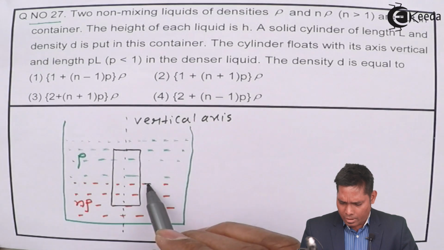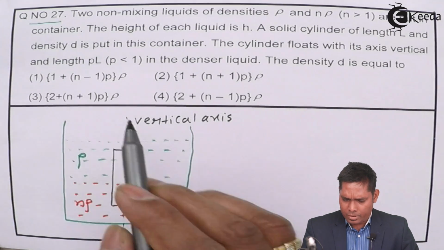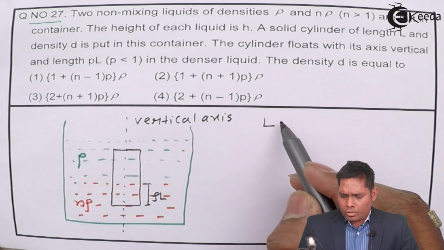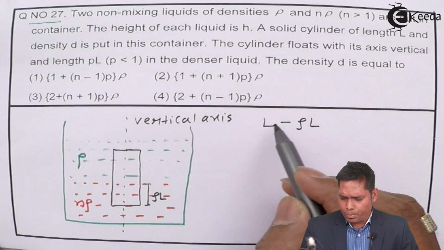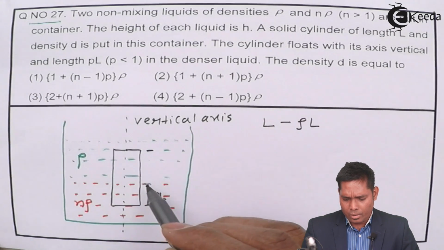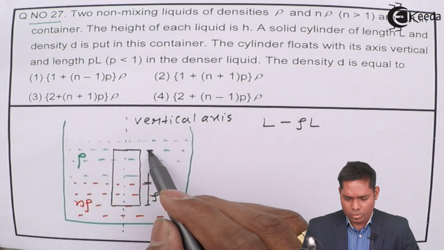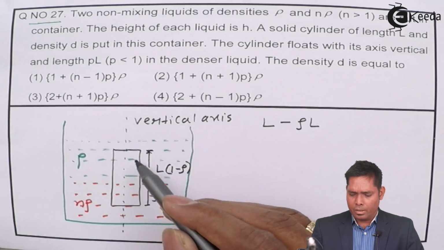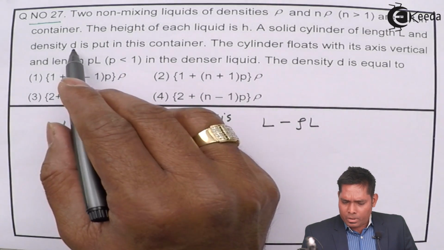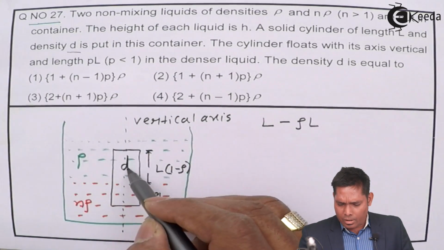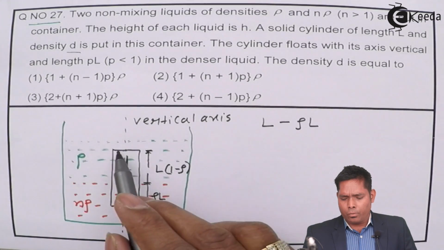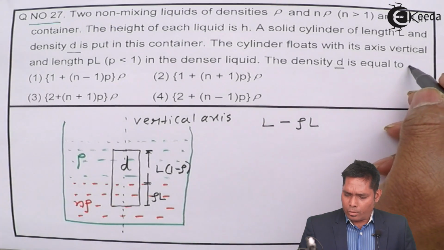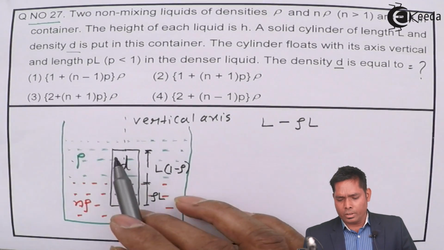This length is rho L, because this length is in the denser liquid, and the remaining portion, total length is L, so L minus rho L. This part of the length will be lying in the liquid of density rho. So this length is L common 1 minus rho. So this part is in this liquid, and the density of this cylinder is D. This is the density of the solid cylinder which is floating in the two liquids. Now you have to find the density D, how much is the density of this solid cylinder.